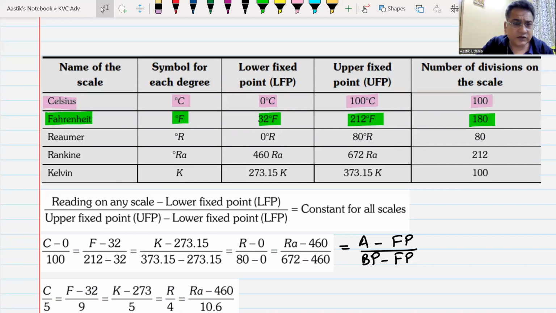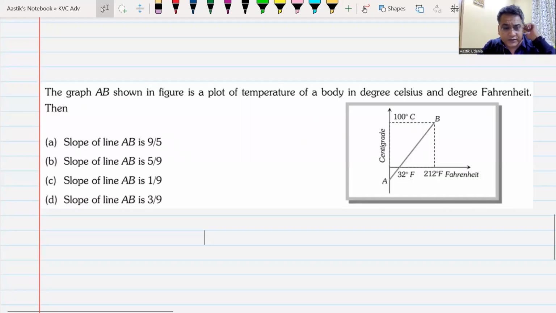You have noted this down. Then comes a couple of simple questions based on those concepts. This is the first one that we are going to do. The graph AB shown in the figure is a plot of temperature in degree Celsius and degree Fahrenheit. What is the slope of the line?